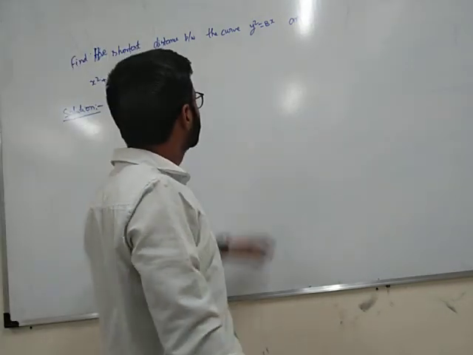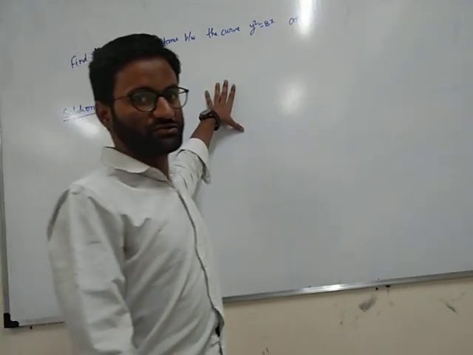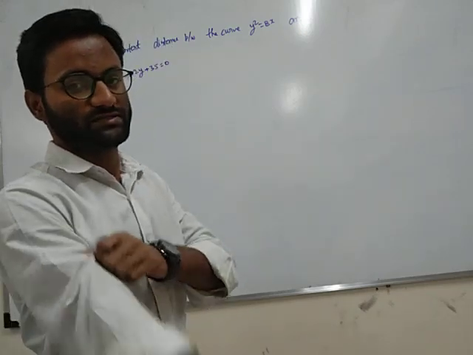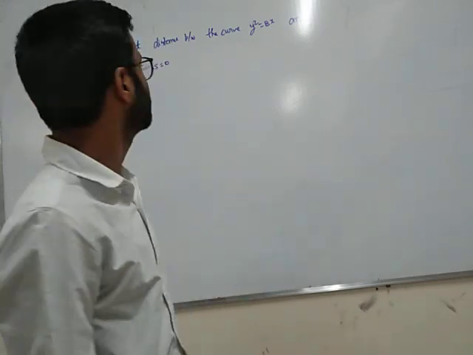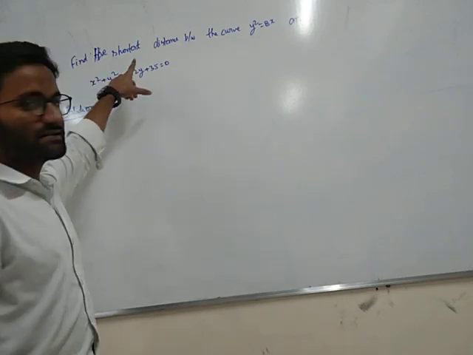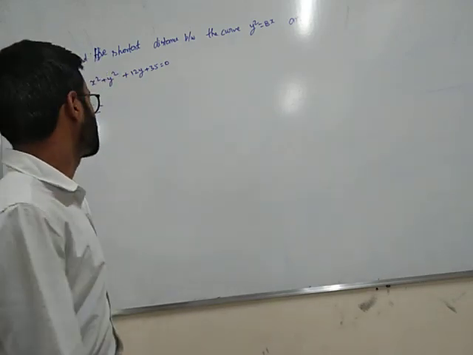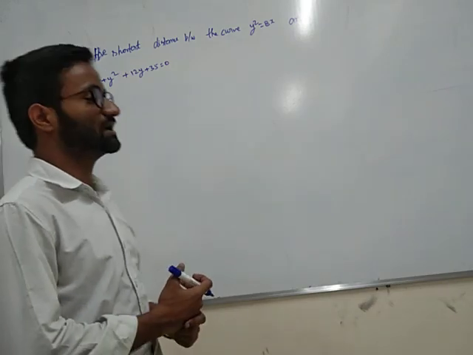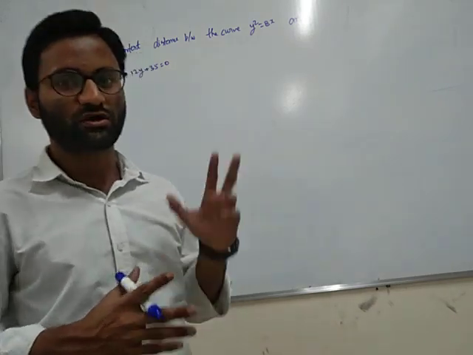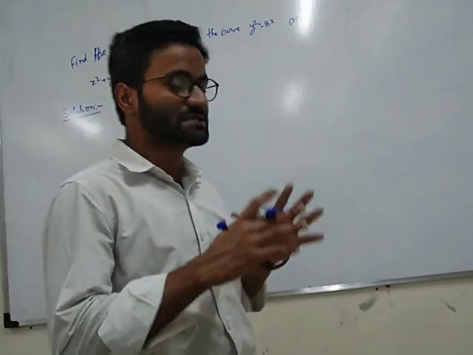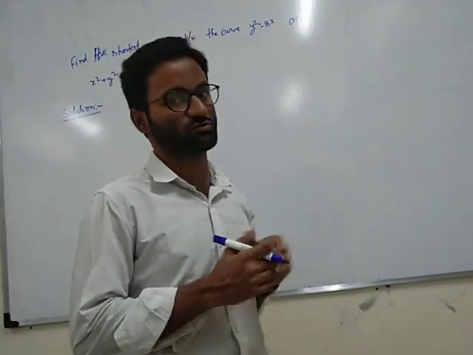So hello friends, now I have taken a new question which was asked in JEE 2025 April. The question is: find the shortest distance between the curve y square is equal to 8x and x square plus y square plus 12y plus 35 is equal to 0. So two curves are given and we have to find the shortest distance between these two curves.